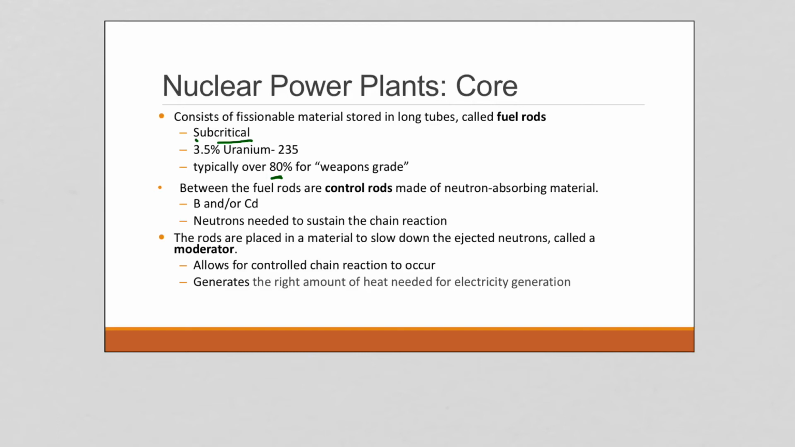So, again, there's also the presence of control rods, right? These are made of neutron-absorbing materials, usually boron or cadmium, and these absorb neutrons, right? They control the chain reaction. Neutrons are needed to sustain it, so we want to control the fission and not let it become a runaway chain reaction.